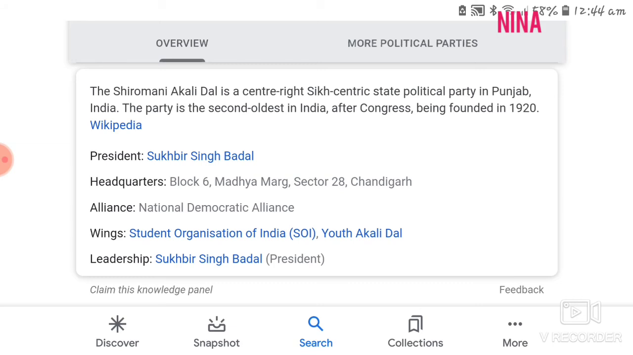The Shiromani Akali Dal is a center-right Sikh-centric state political party in Punjab. The party is the second oldest in India after Congress, being founded in 1920. Keep this in mind, children. Shiromani Akali Dal is the oldest regional party.